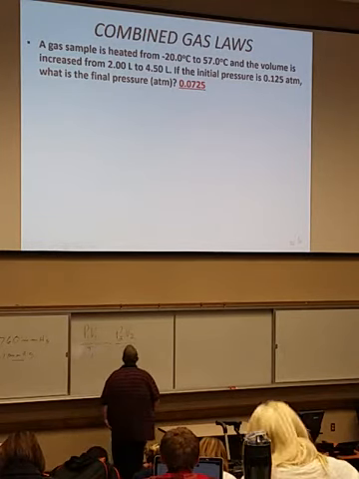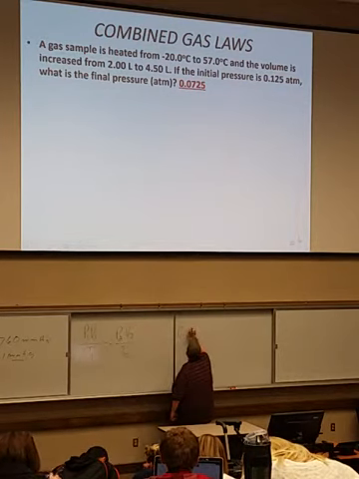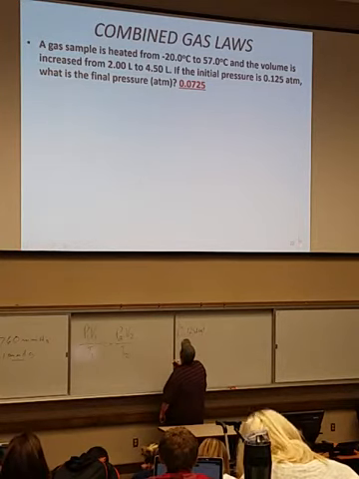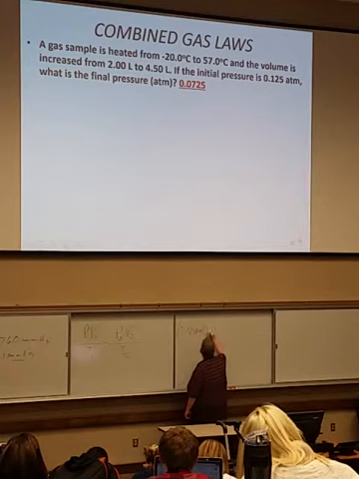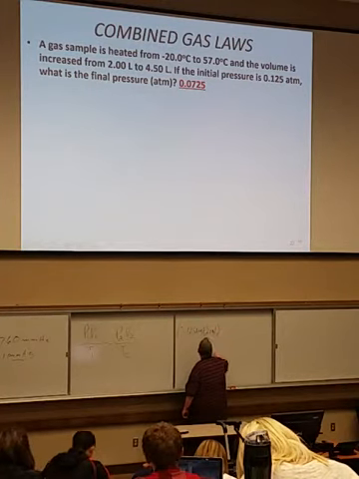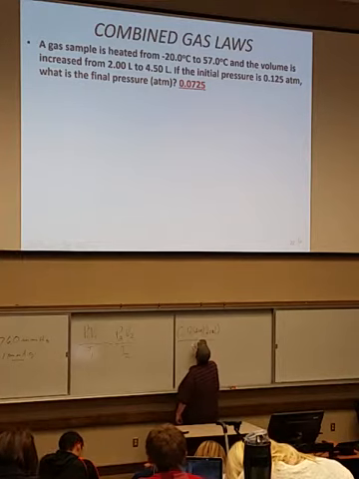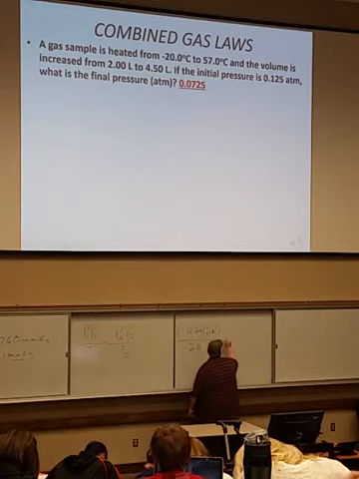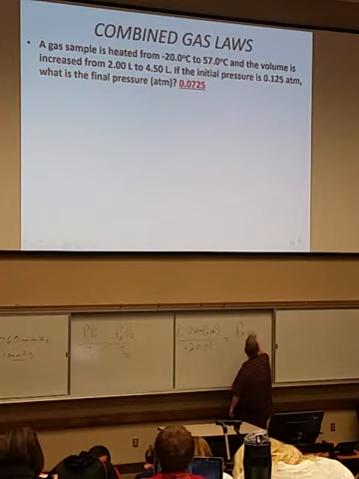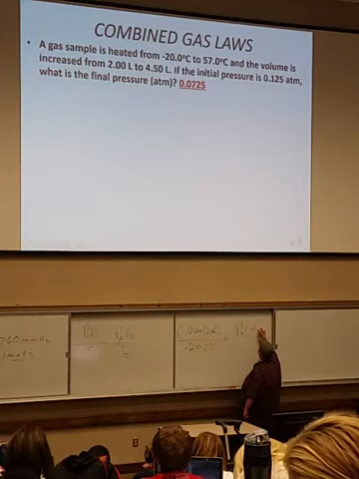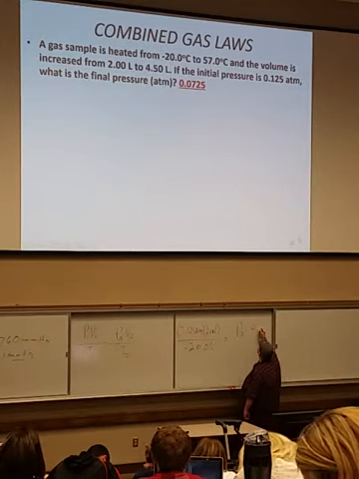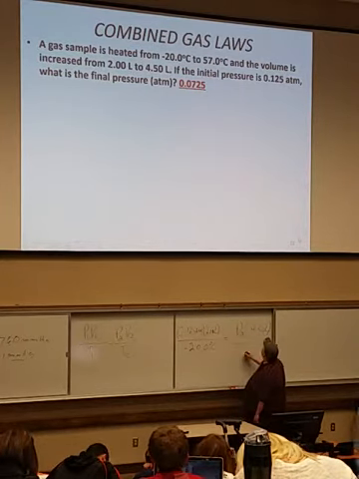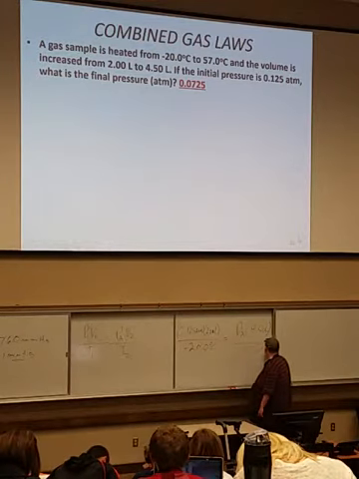So I start with my initial pressure. We start at a volume of 2. Our initial temperature is negative 20. Some new pressure we don't know. Our volume goes to 4.5. Hard to see. And then finally a temperature at negative 57 degrees Celsius.